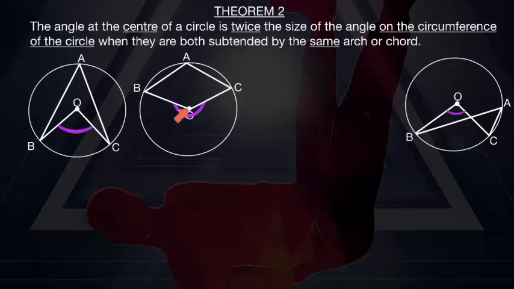The same here, O is the center of the circle, so BO and OC form this reflex angle. In other words, we've got the angle at the center. The same with this angle, because OB and OC touch the center here. They are both radii, so that's the angle at the center. So it's very important to know that this is the center of the circle.